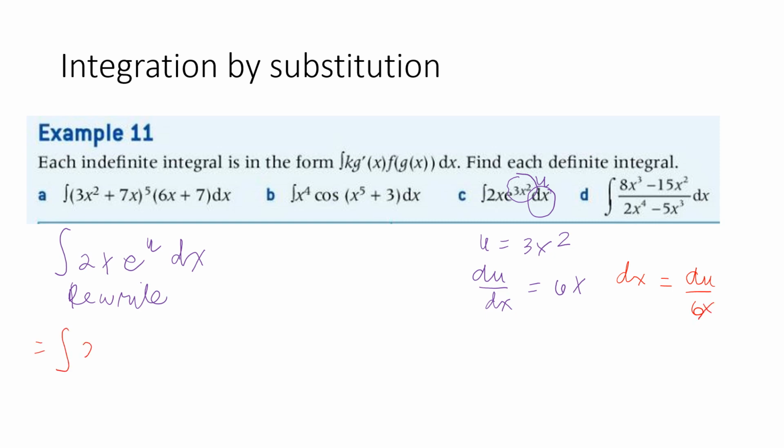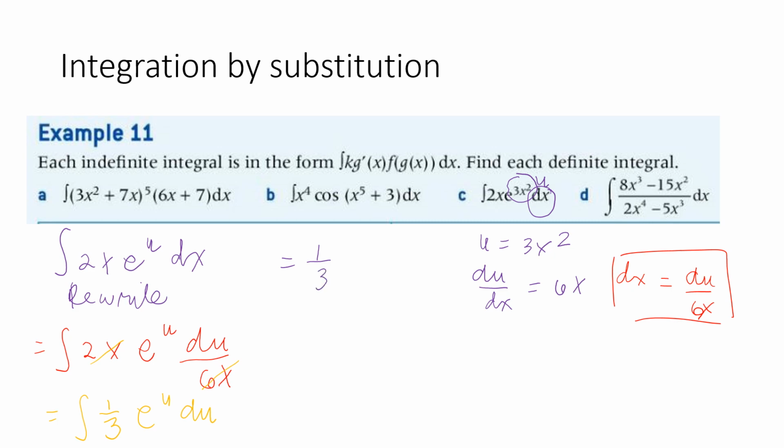Now let's try to rewrite this. It's going to be 2x e raised to u, and our dx is du over 6x. Now we can apply cancellation here before we integrate. So 2x and 6x, we are left with how much? 1/3, right? 1/3 e raised to u du. And this could be written as 1/3 integral of e raised to u du.